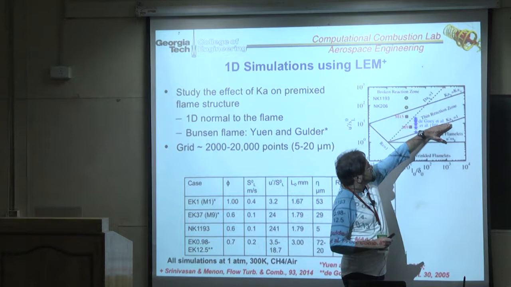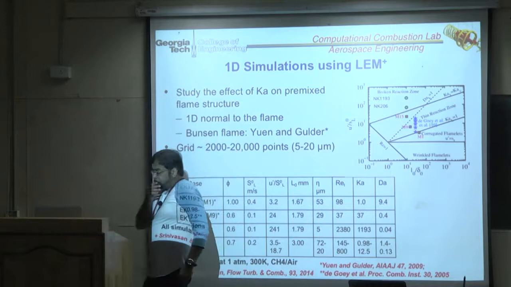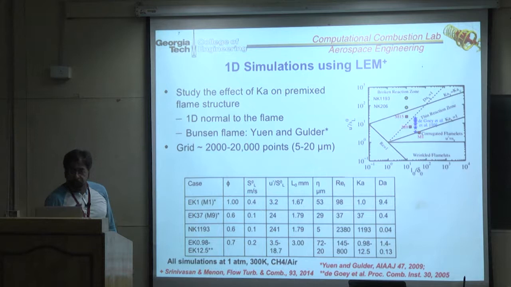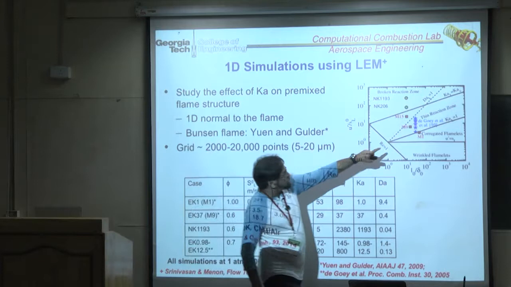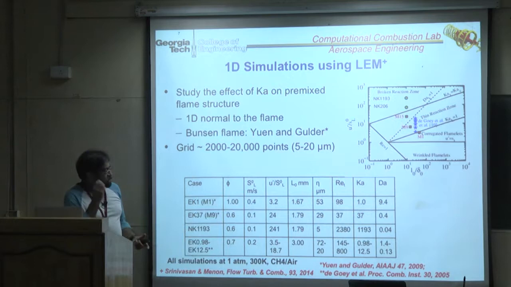So the question is, can you take one model, not touch anything on the combustion side, and all you do is change the turbulence, crank up the turbulence, go to different Reynolds numbers, will you be able to go from here to there? And if you go from here to there, the flame structure should change, because people have seen that. And the question is, will the model predict that too?